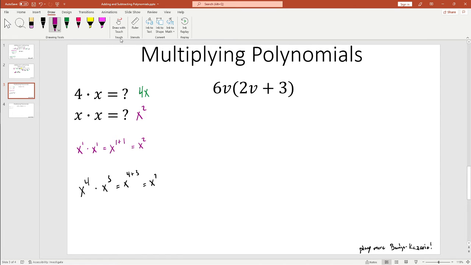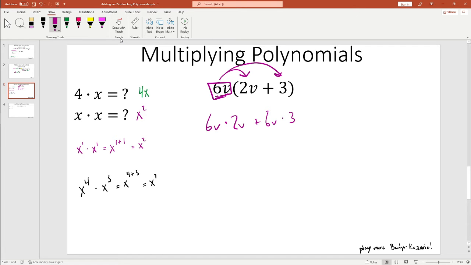This looks like the distributive property problem. So what I will do is take the entire first term right here and multiply it to both of the things inside the parentheses, which gets me 6v times 2v plus 6v times 3.